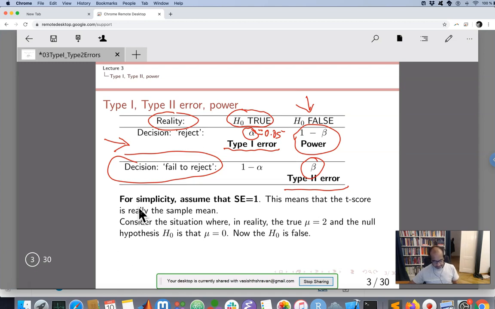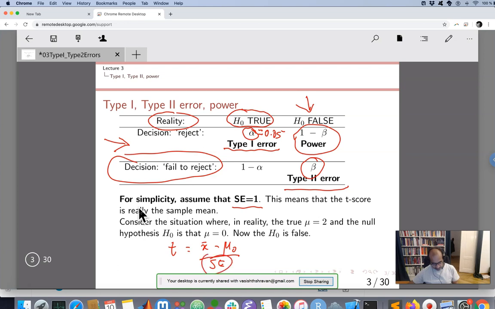So in the next example that I will show you graphically, I'm going to assume that the standard error is 1. What that means is that when I compute my observed t-value, I've got my sample mean minus the hypothesized null hypothesis mean divided by the standard error.